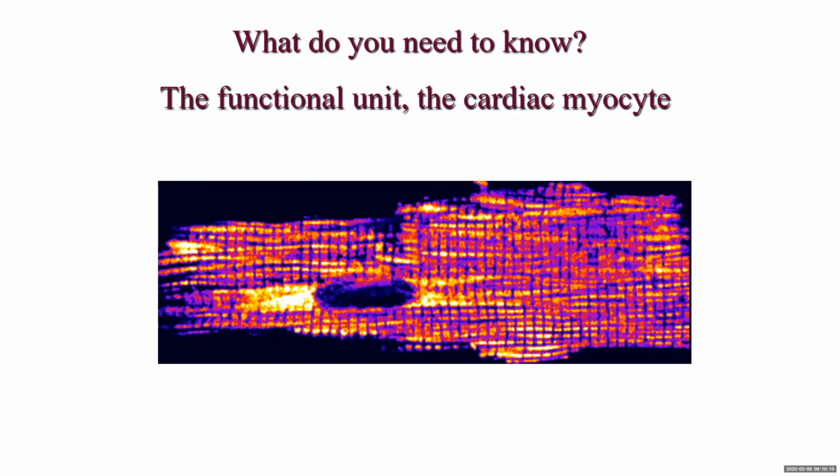It contracts and it relaxes. Contraction is when the heart pumps the blood through the distribution and circulation system, and relaxation is when the heart refills with blood and gets ready for the next contraction.